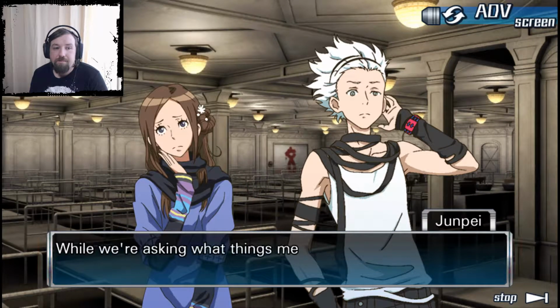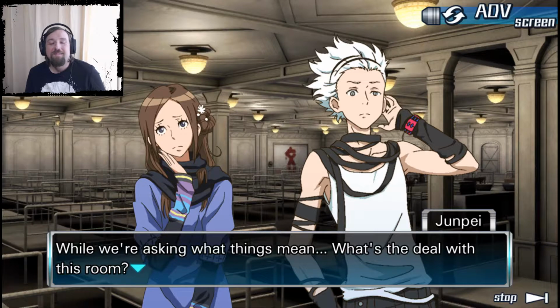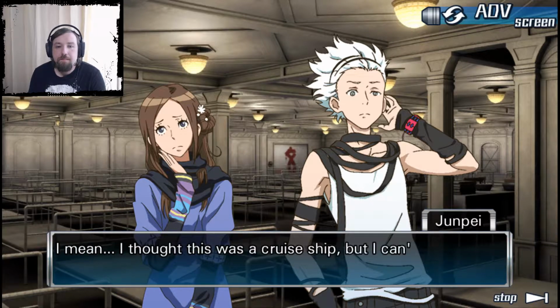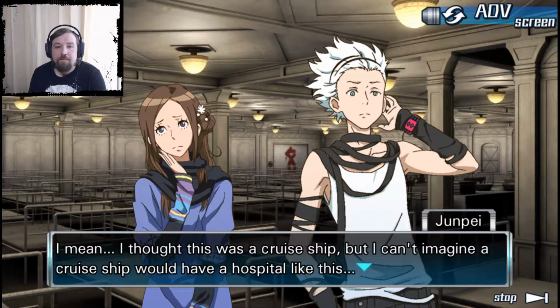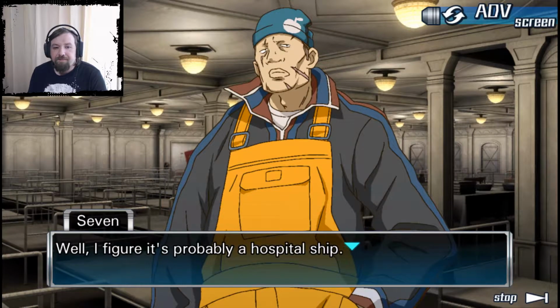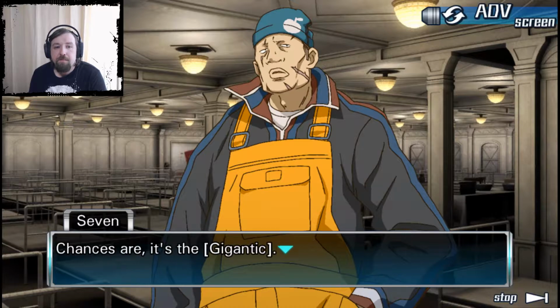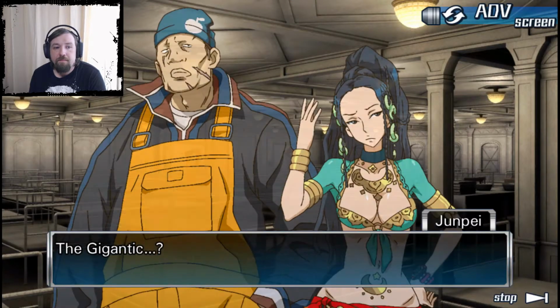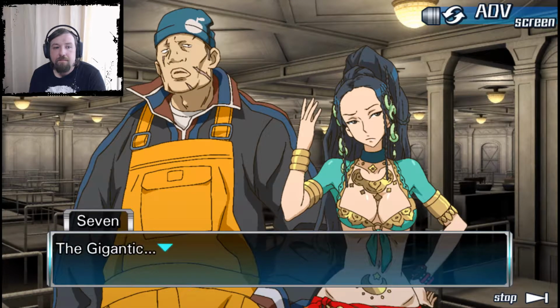While we're asking what things mean, what's the deal with this room? I mean, I thought this was a cruise ship, but I can't imagine a cruise ship would have a hospital like this. Well, I figure it's probably a hospital ship. Chances are it's the Gigantic. The Gigantic? What is this Gigantic?